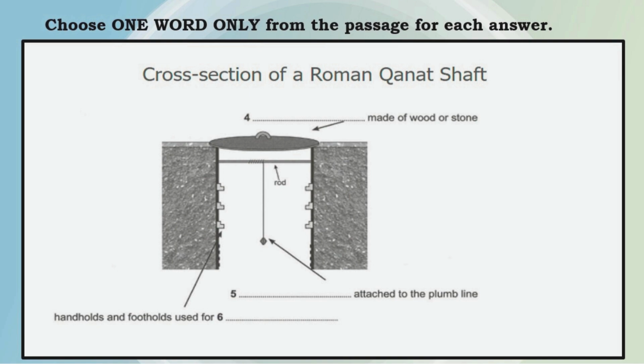Now let's take a look at the second diagram. Here we have a diagram of a Roman qanat shaft. The fourth question says, dash made of wood or stone. This is indeed a noun. It points to some sort of lid or cover here. The fifth question says, dash attached to the plumb line. We see some sort of a sphere attached to the plumb line and we know that this is a noun. We just need to find out what it is called. Hand holes and foot holes used for dash. We will have to find their purpose.